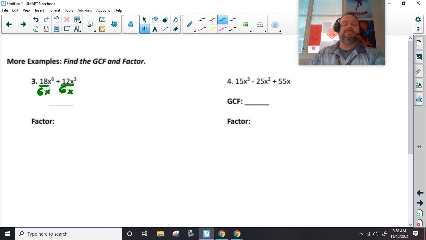Okay, so we have a 6. Now, with our x's, what is our smallest power of x? We have 6 and 3. Which one's smaller? 3. So that's our GCF.